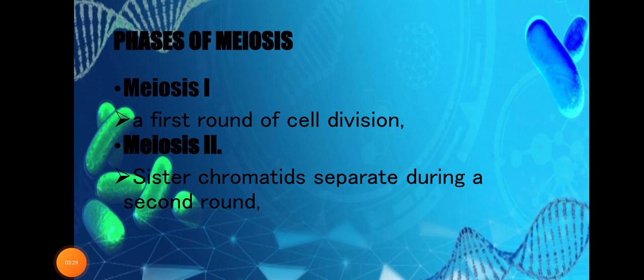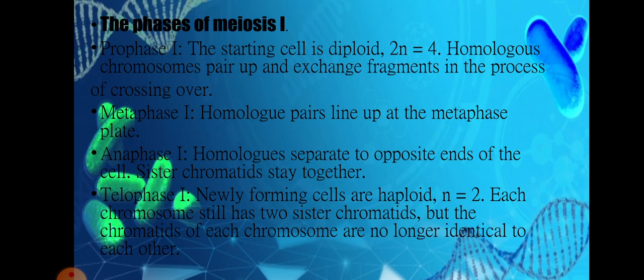Next is phases of meiosis. Meiosis I, a first round of cell division. Meiosis II, sister chromatids separate during a second round. The phases of meiosis I: prophase I, the starting cell is diploid, 2n equals 4.